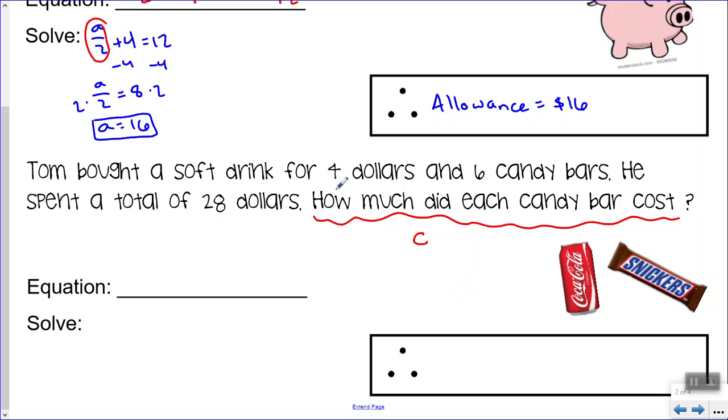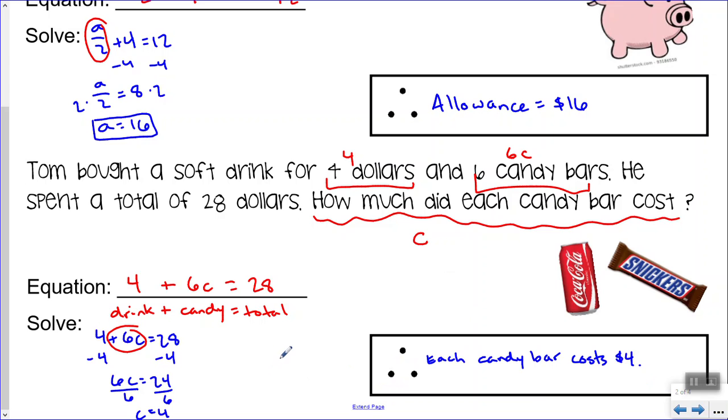All right. So we know he bought one soft drink for $4. So that's going to be our cost for the drink. He also bought 6 candy bars. So 6 candy bars, the cost of that is going to be 6C. And that all together is going to be equal to our total, which was $28. Go ahead and pause the video, see if you can find that total cost.